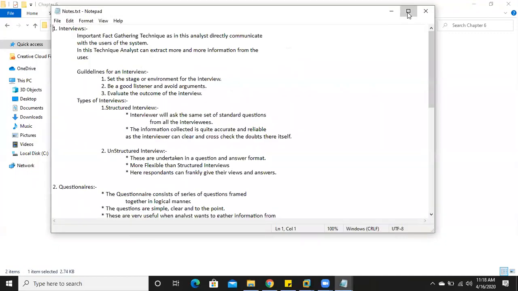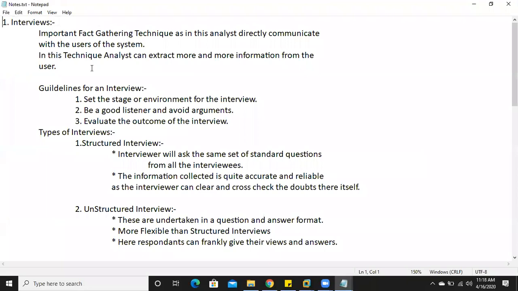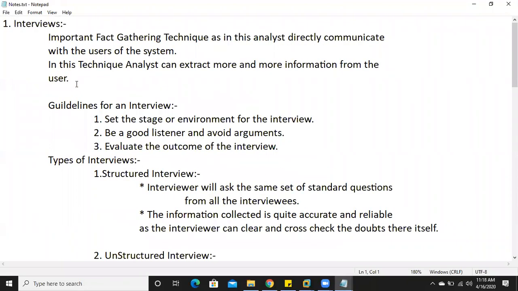What is the role of an interview? Interview is a very important fact gathering technique. In this technique, system analysts directly communicate with the users of the system. And who are the users of the system? We have already discussed in chapter number one that the users are the designers, the programmers, the end users, the project managers, as well as the operational staff. All these are the users of the system.